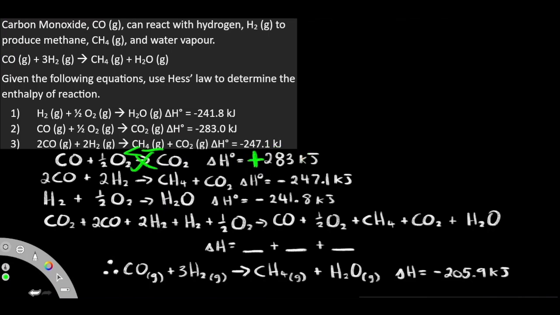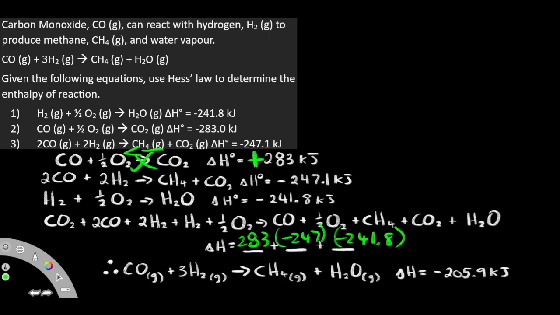Now we're just going to be putting all the reactants together. So this one and this one and this one are all on the reactant side, and then this one here and this one here are all on the product side. Now you just line up our enthalpy. So you got 283 here, you get negative 247 here, and negative 241.8 over here. You just add them all up, you get negative 205.9.